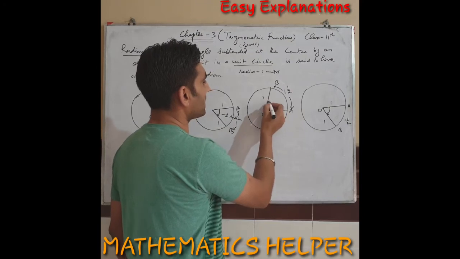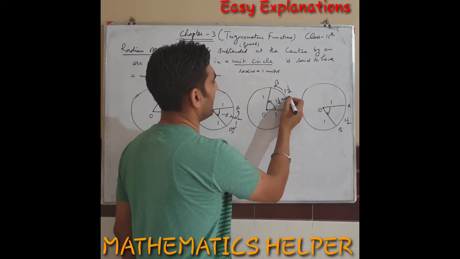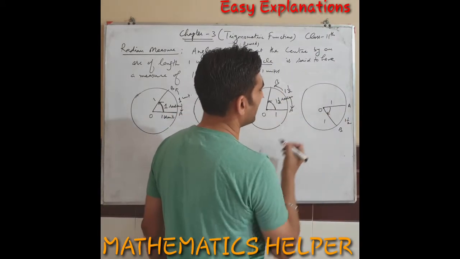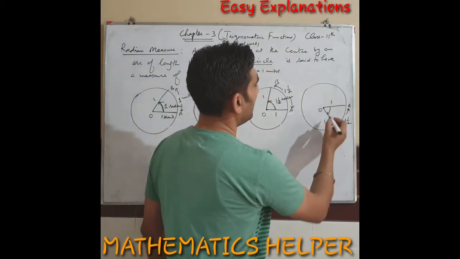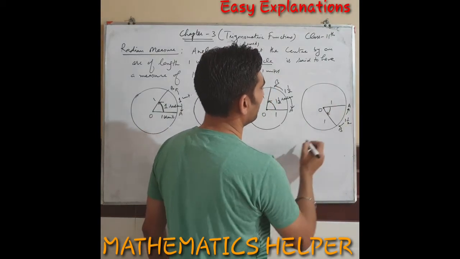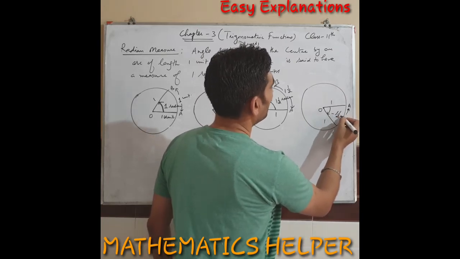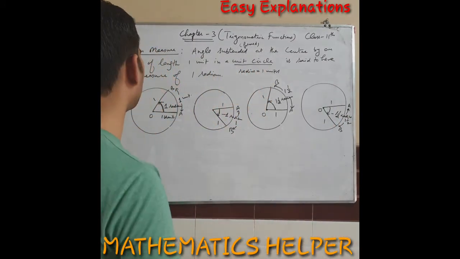See this direction, it is anti-clockwise, so we will say it is 1 by 2 radian angle at the center. Similarly, if we use clockwise direction, then length of arc is 1 by 2 units and radius of circle is 1 unit. It will be minus 1 by 2 radian, means negative direction. Now we can generalize a formula here.